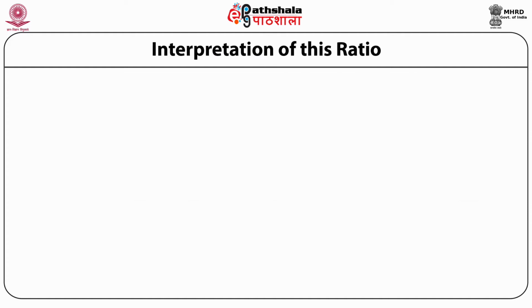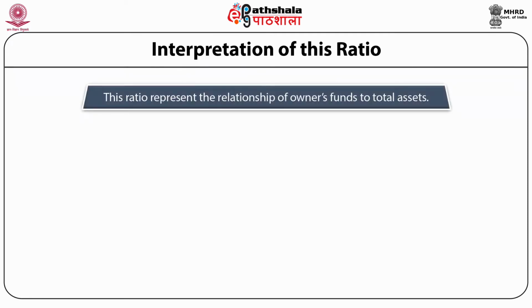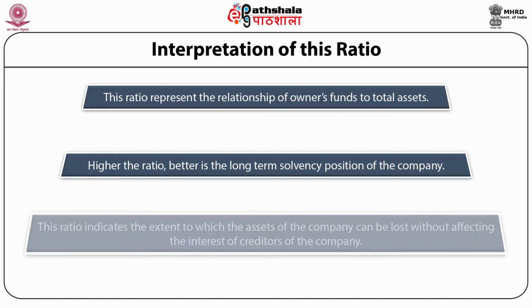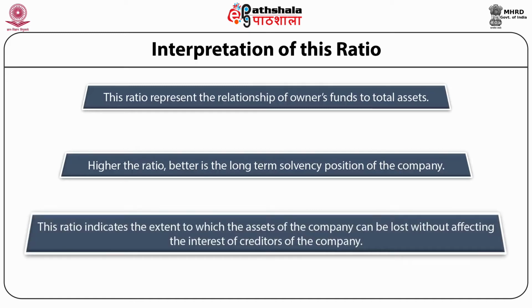Interpretation of equity ratio. Equity ratio represents the relationship of owners' fund to total assets. The higher the ratio, the better it is for the long-term solvency position of the firm or company. This ratio indicates the extent to which the assets of the company can be used without affecting the interest of creditors of the company. Now we'll learn about solvency ratio.